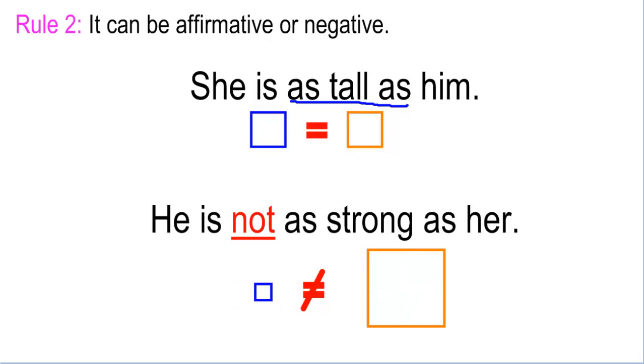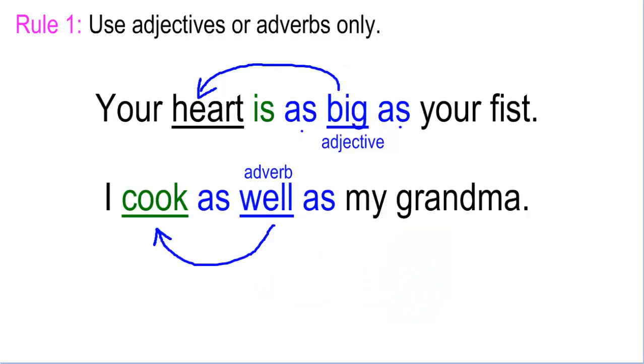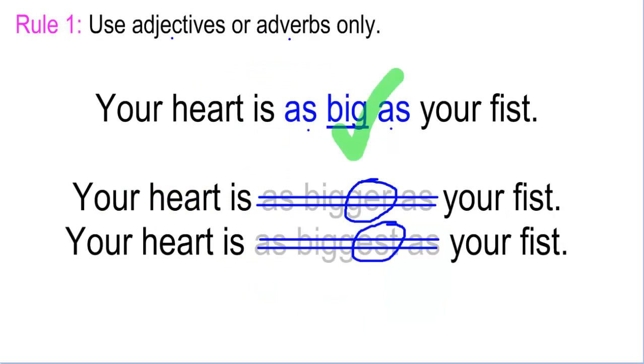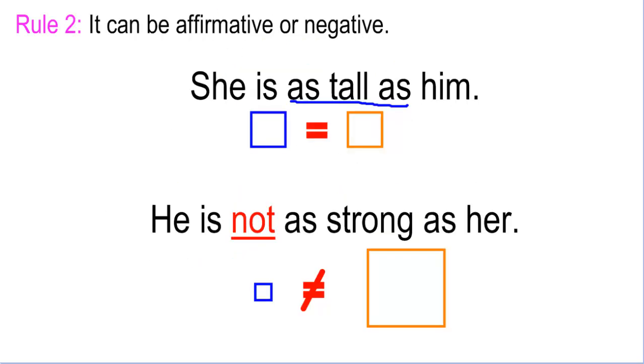So yeah, there you go. That's it with equatives. So remember, please, in general, there are two rules that we need to remember. First, use an adjective or an adverb. Never use the comparative or superlative form of the adverb or the adjective. And you can use them in affirmative or in negative sentences. But just remember, when the sentence is affirmative, it's equality. When the sentence is negative, it's that they are not equals. And that's it for this part.